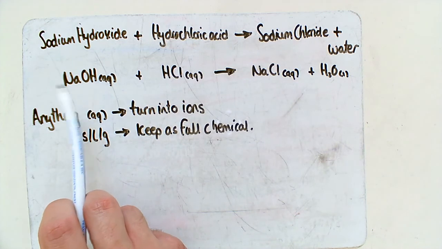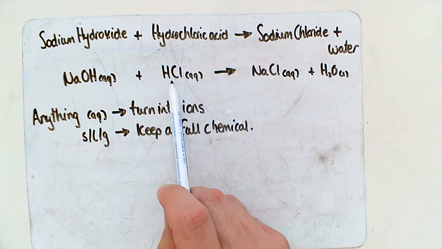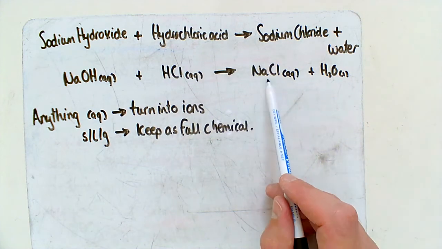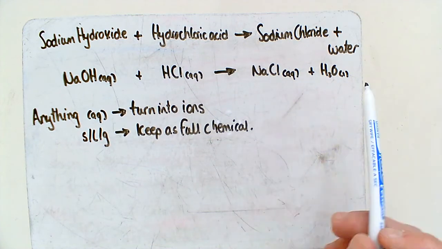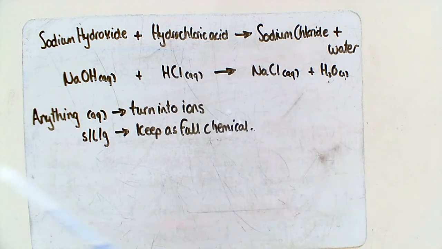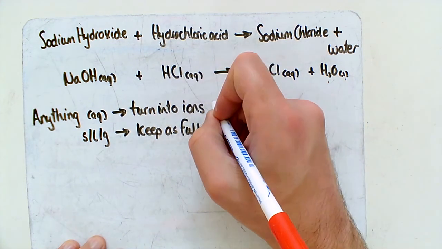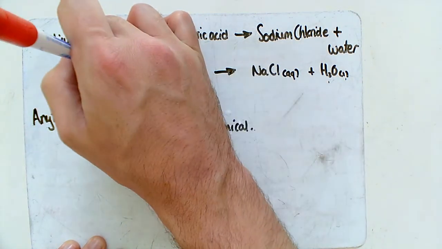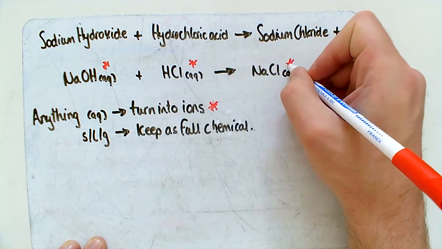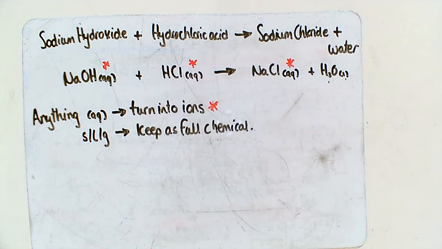this is AQ, so we're going to turn it into ions. This is AQ, so we're going to turn this into ions. And this is AQ, so we're going to turn it into ions. Water is a liquid, so we keep it the same. So we're just going to indicate anything AQ, we're going to turn into ions.